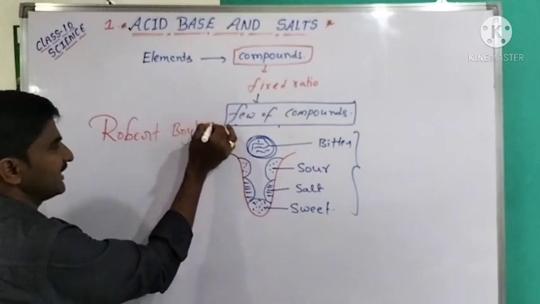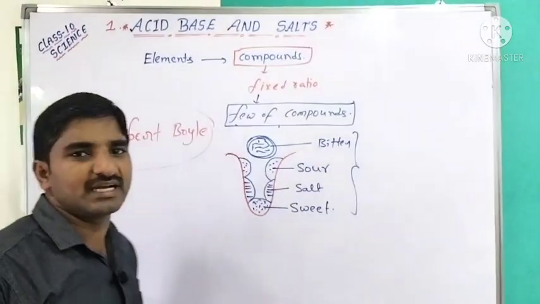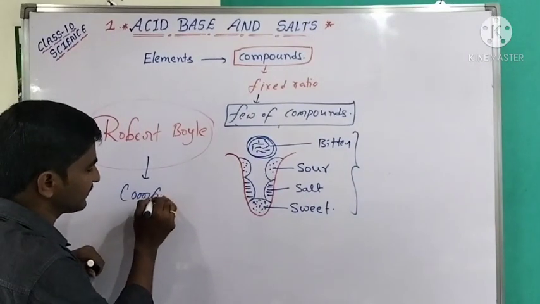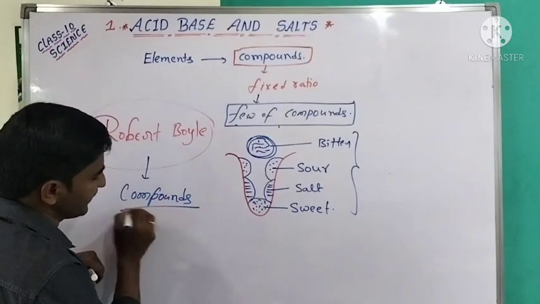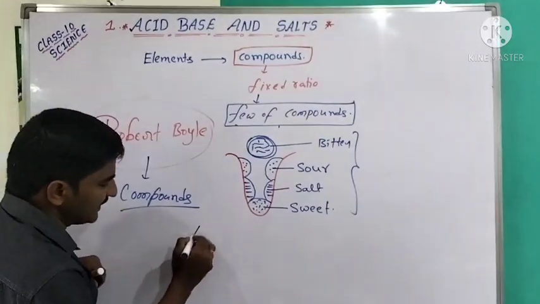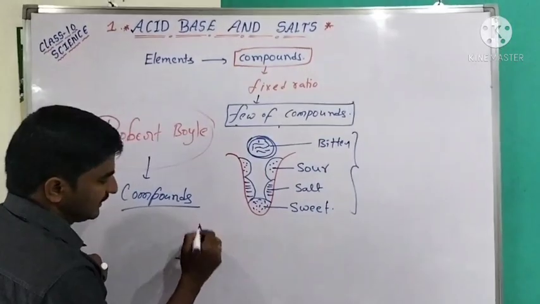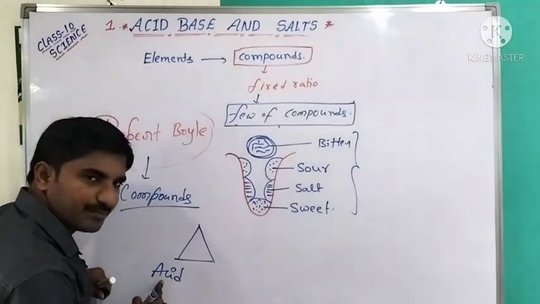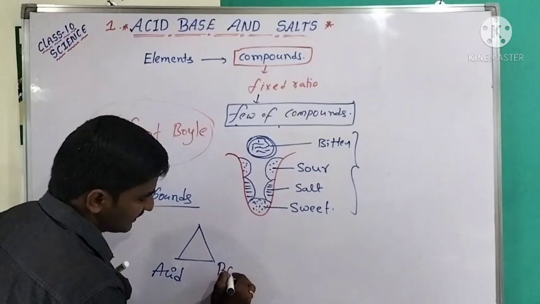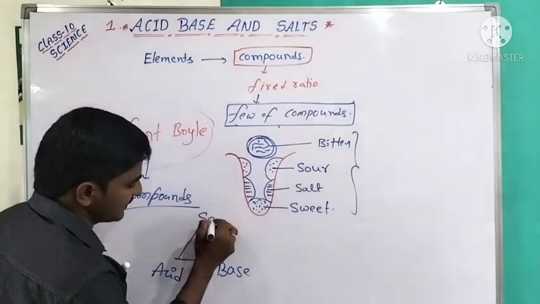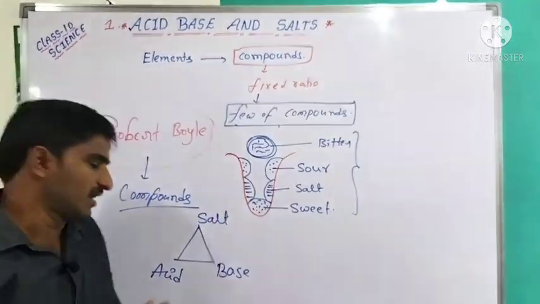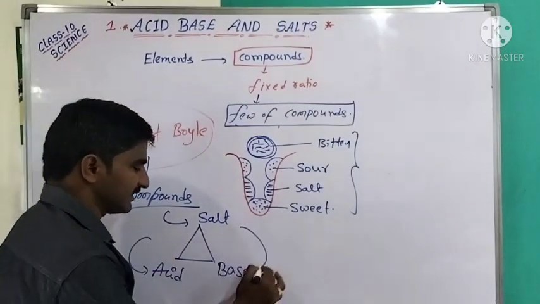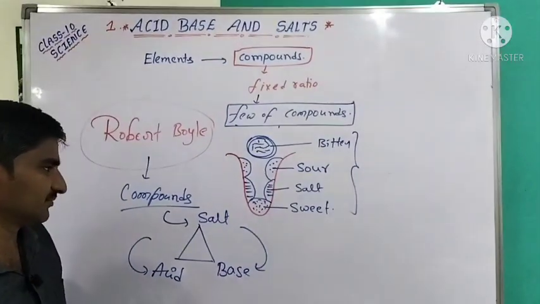So the scientist Robert Boyle classified the compounds. What is that? Compounds will be classified into a triangle system. First of all, this is called acid. First classification: the substance compound is acid. Another substance is base. Another substance is a salt. These are the triangle system: acid, base, salt. Three categories. Find the scientist. Who is the scientist? Robert Boyle.